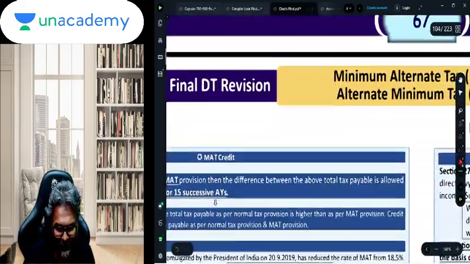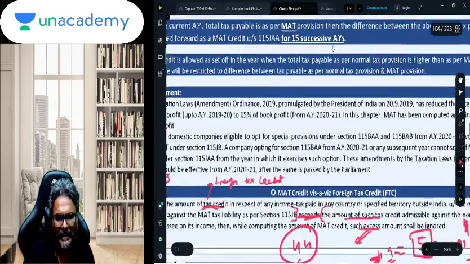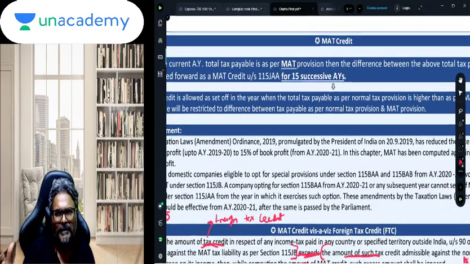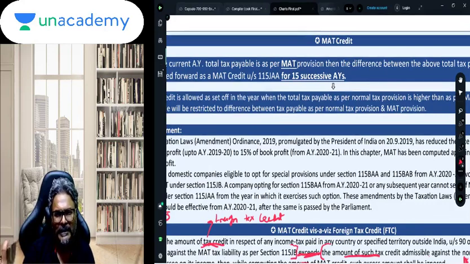With that, students, we are done with this part, and now there is the MAT credit, which as you all are aware is available for 15 years. If in the current year the liability is as per the MAT and not as per the normal tax provision, then a MAT credit will emerge. That MAT credit, students, can be adjusted in the year in which the tax as per the normal provision is higher as compared to the MAT.